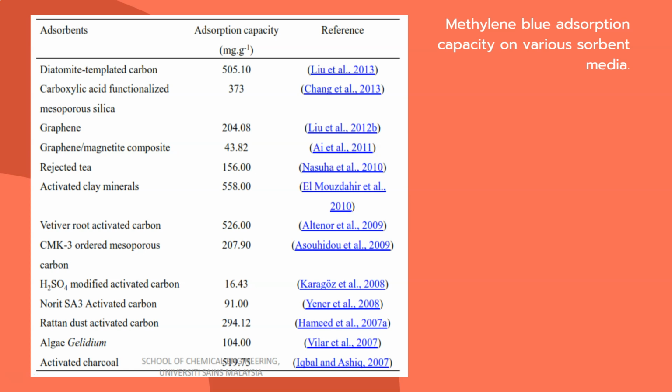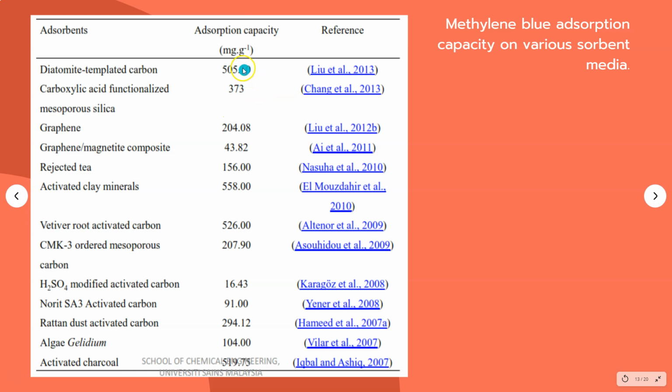The adsorbent is also the main topic in research. For example, there is some research on methylene blue adsorption capacity on various sorbent media. Researchers try to find the adsorption capacity of these adsorbents for methylene blue adsorption, because methylene blue is mainly recovered in the textile industry. So there are graphene, rejected tea, activated clay minerals, modified activated carbon, and so on.